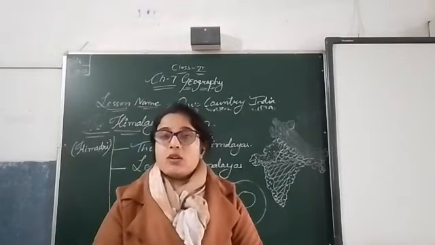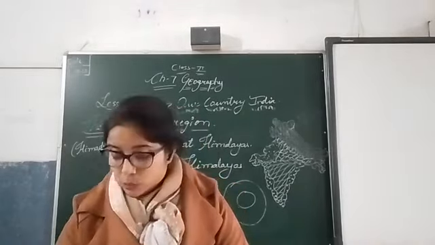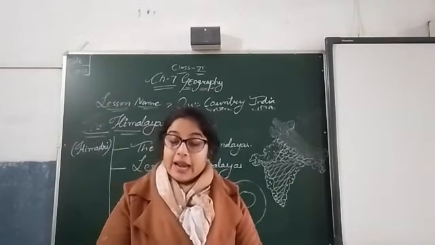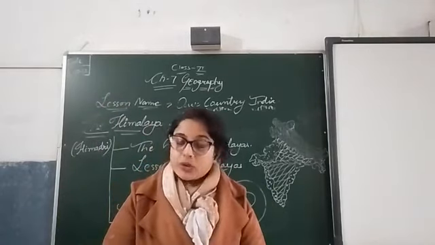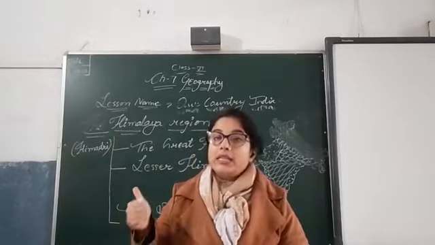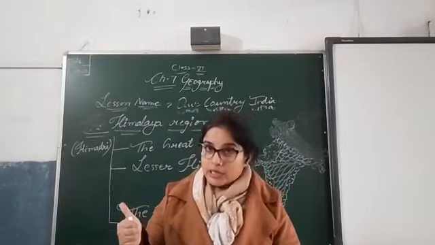So there are physical divisions of our India: the Himalaya ranges, the northern plains, the Indian desert, the peninsular plateau, the coastal plain, and the island territories. In total there are 6 physical divisions in our country. First is the Himalaya range, second the northern plains, third the Indian desert, fourth the peninsular plateau, fifth the coastal plain, and the sixth the island territory. So firstly, we are going to know about the Himalaya region.